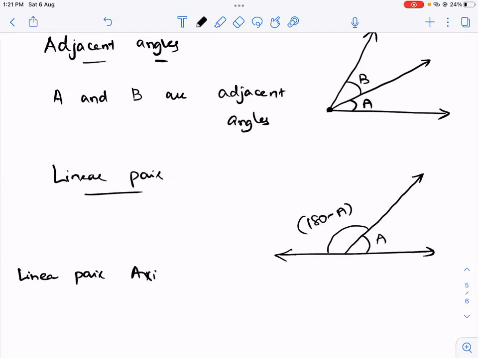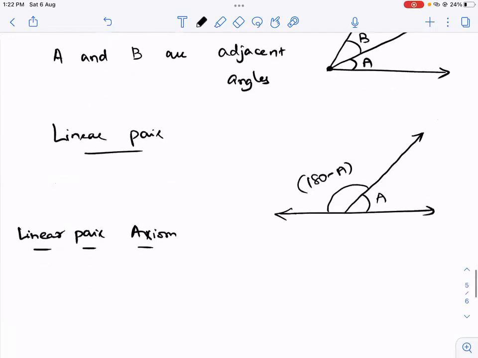So what is an axiom? What is the difference between axiom and theorem? Theorem is basically a statement with proof. You give a statement for which you have a proof. Whereas axioms are statements without proof. Okay, you will not have a proof for it.